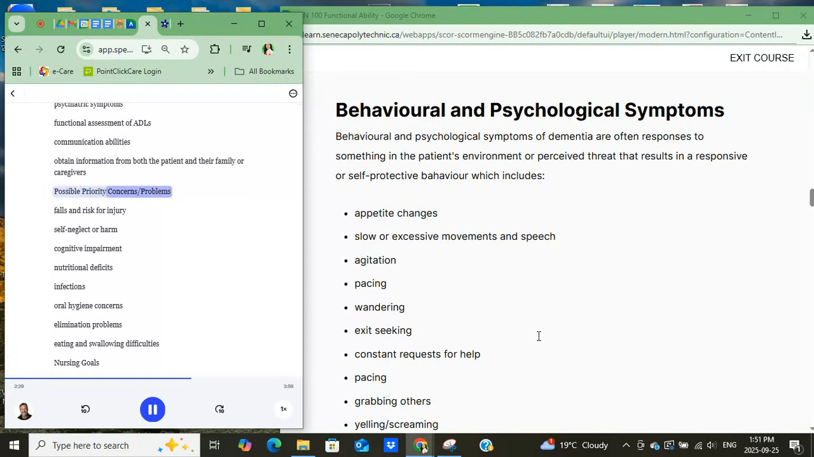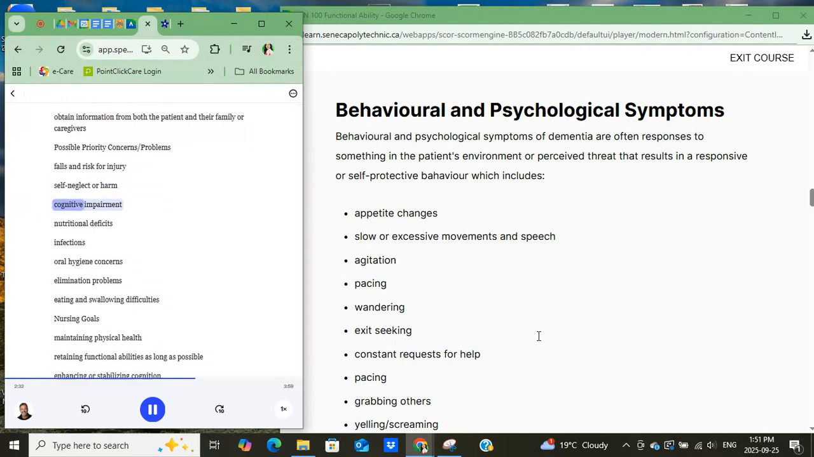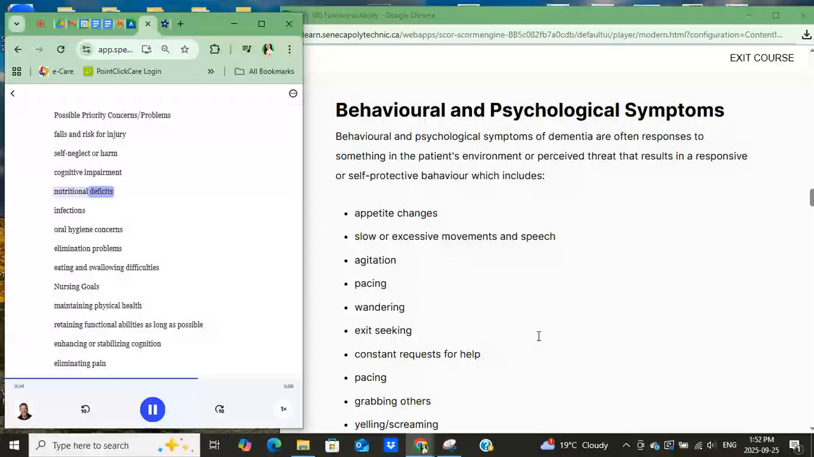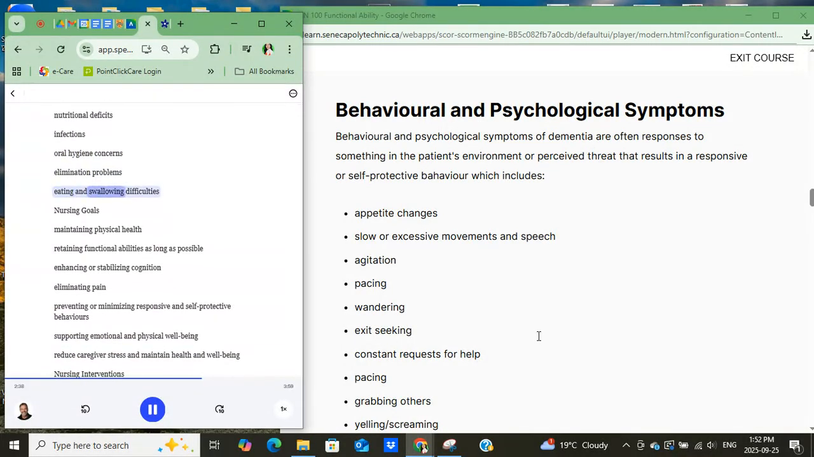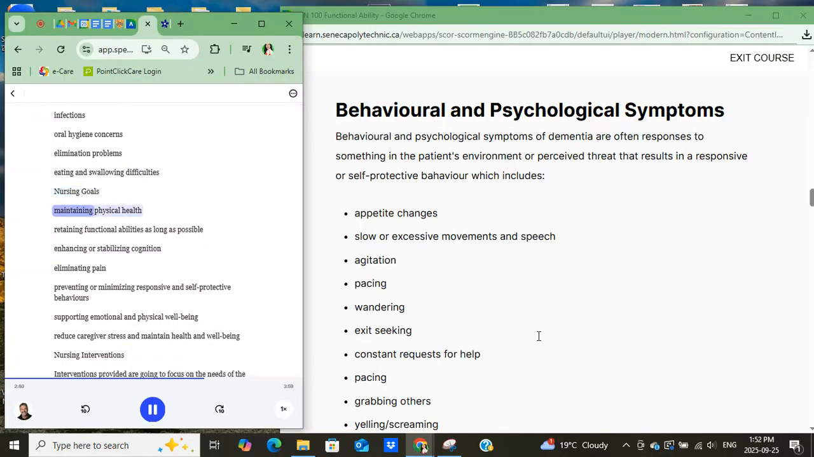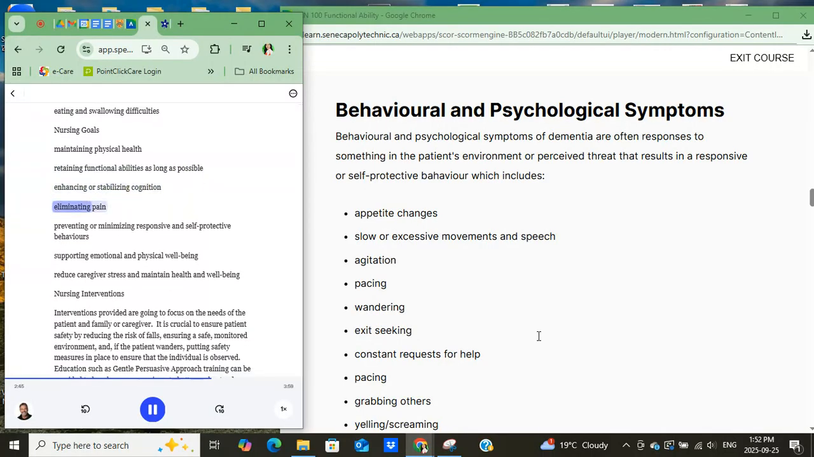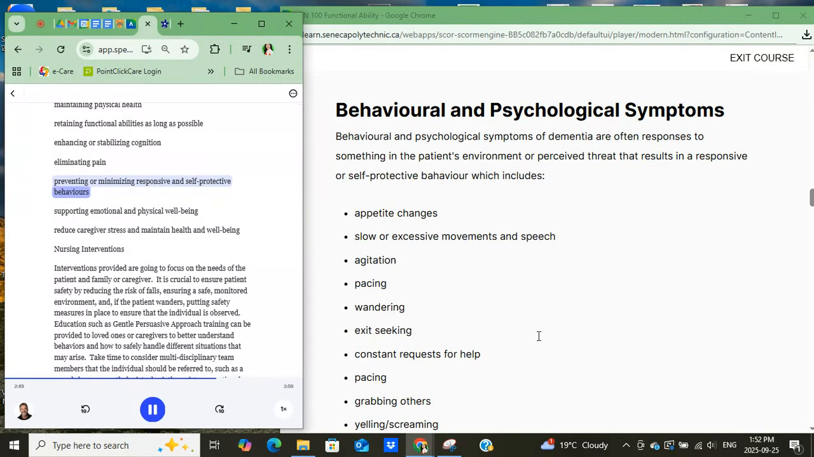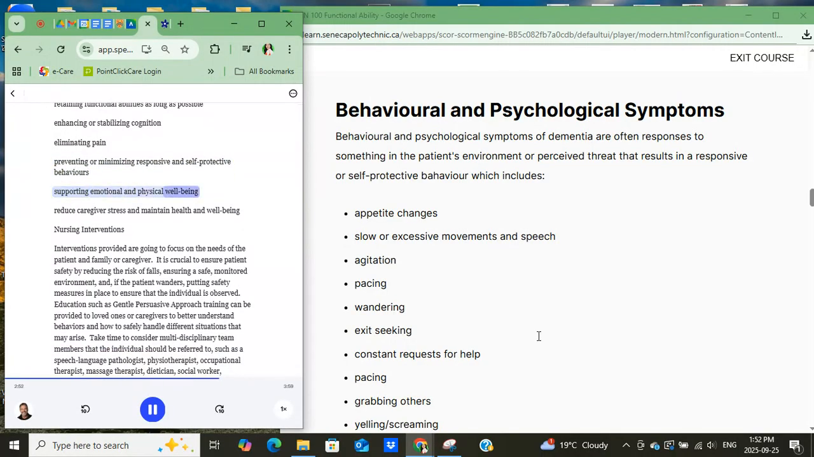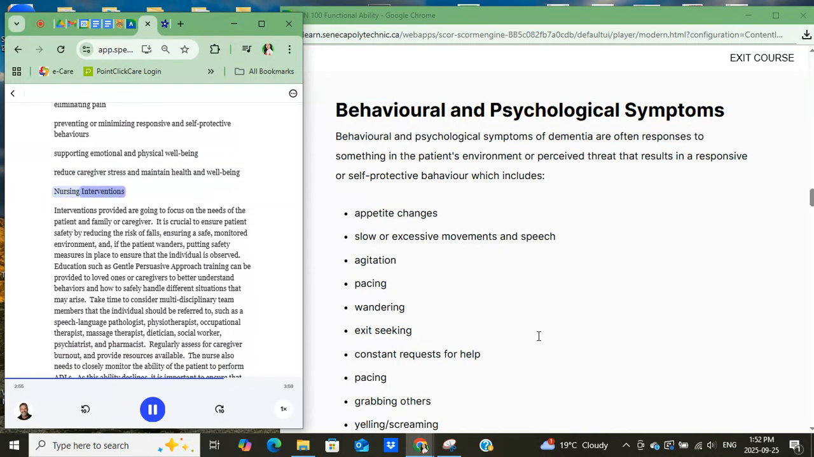Possible priority concerns and problems: falls and risk for injury, self-neglect or harm, cognitive impairment, nutritional deficits, infections, oral hygiene concerns, elimination problems, eating and swallowing difficulties. Nursing goals: maintaining physical health, retaining functional abilities as long as possible, enhancing or stabilizing cognition, eliminating pain, preventing or minimizing responsive and self-protective behaviors, supporting emotional and physical well-being, reducing caregiver stress, and maintaining health and well-being.